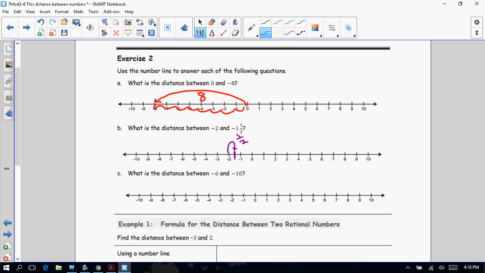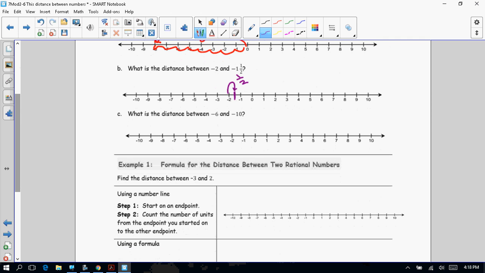And let's take a look at letter C. What's the distance between -6 and -10? -6 all the way to -10, right? If we do the short little bunny hops or if we just count all the spots, we find that that is 4, right? That arrow is 4 long.